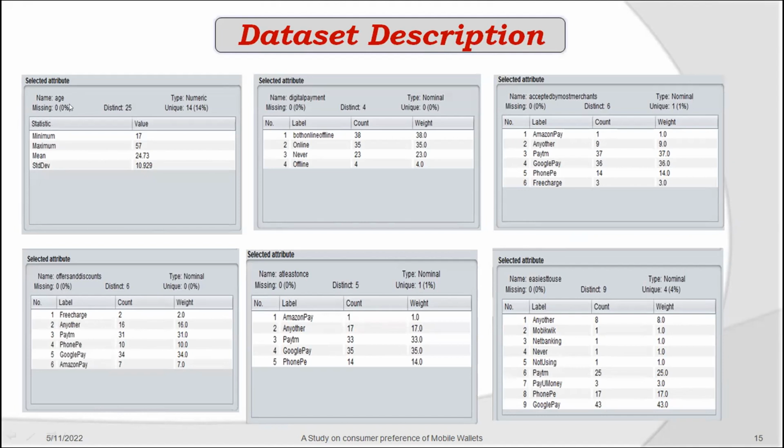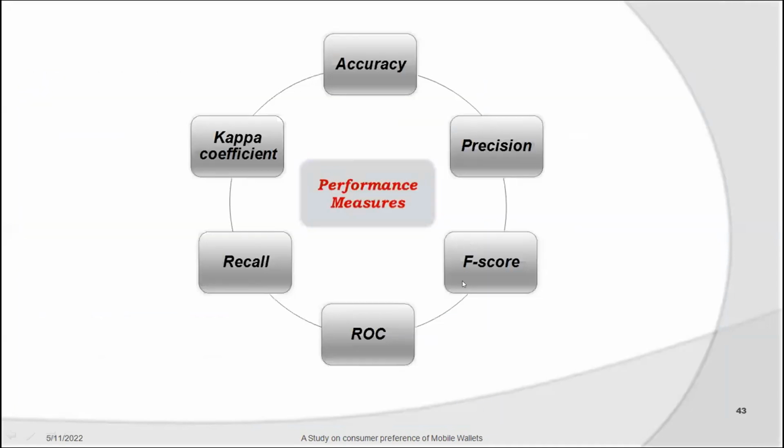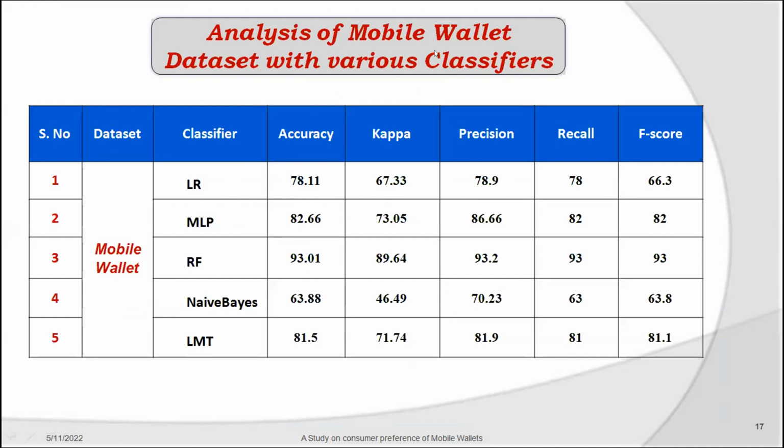There are different attributes, maybe the age, the digital payment mode accepted by most merchants, offers and discounts given at least once, whether they have found it easy to use. This is the data set description. The performance measures which I have considered are the accuracy, kappa coefficient, precision, recall, F-score, and ROC. The analysis of the mobile wallet data set with various classifiers is shown in the figure.